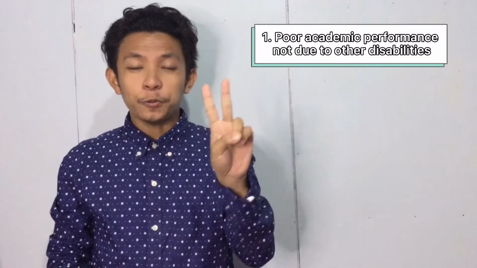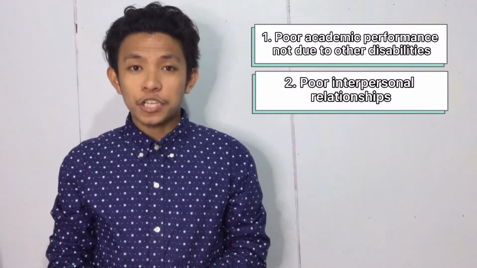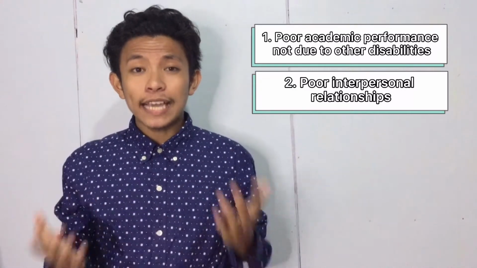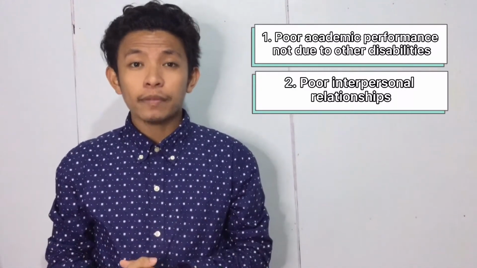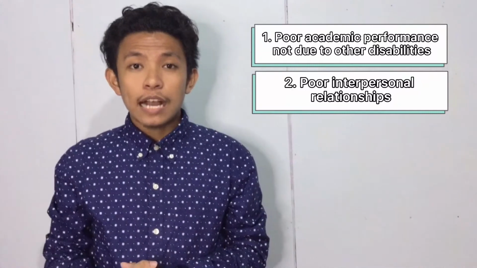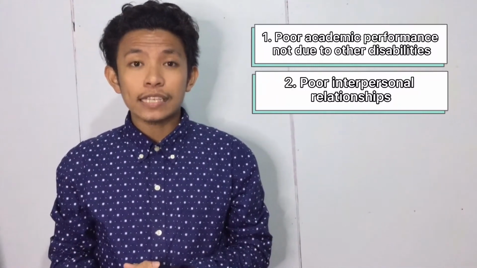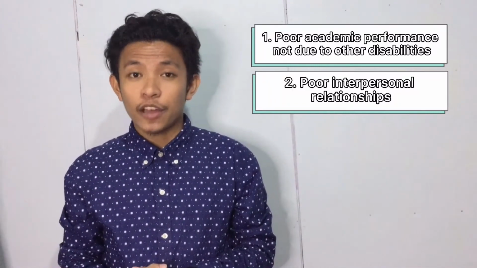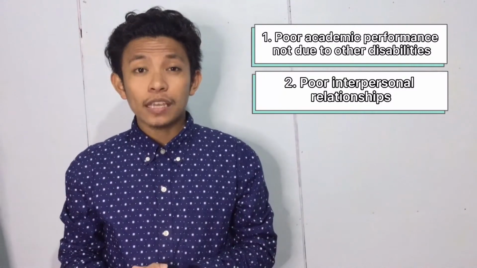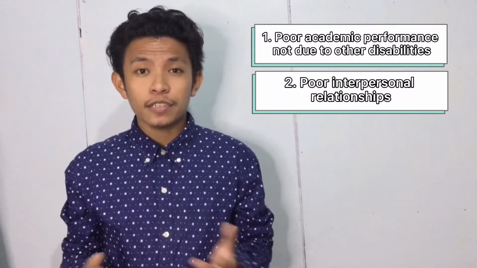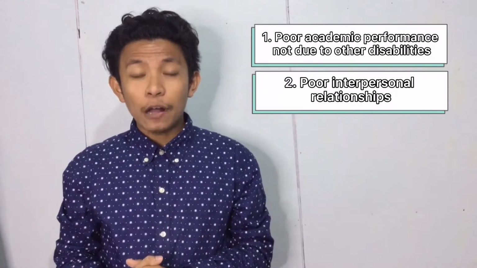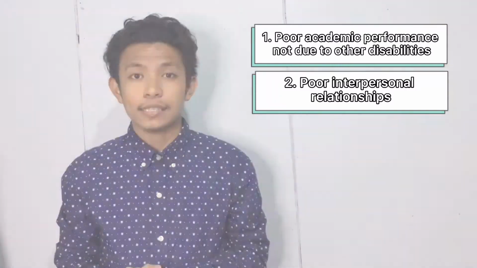Characteristic number 2. Poor interpersonal relationship. In most cases, when there are extreme emotional struggles, a student tends to lose interest in interaction with other people. Other than losing interest in interacting with others, some may display a foul attitude towards classmates.